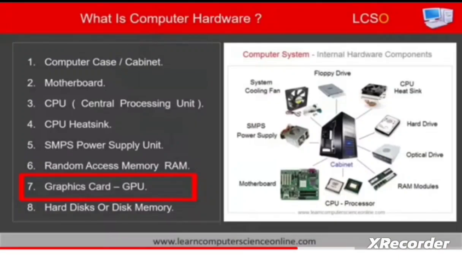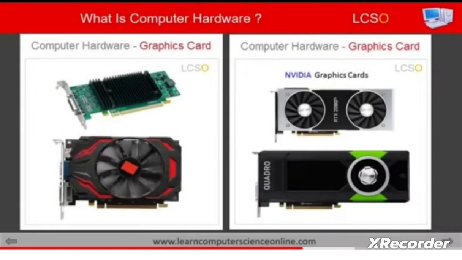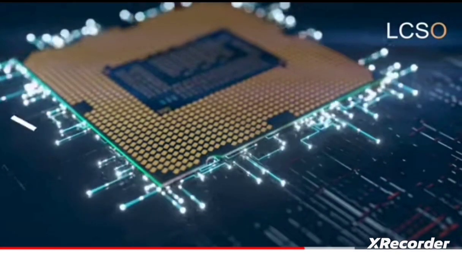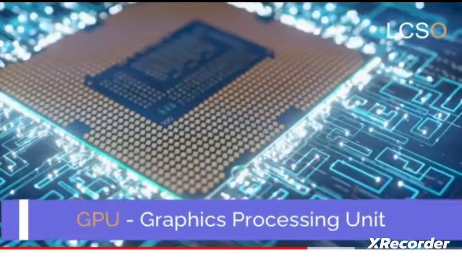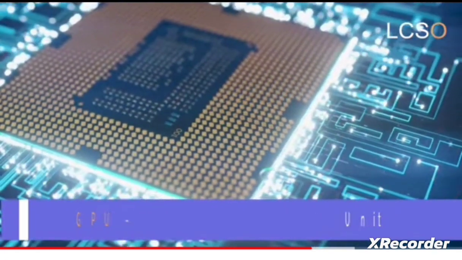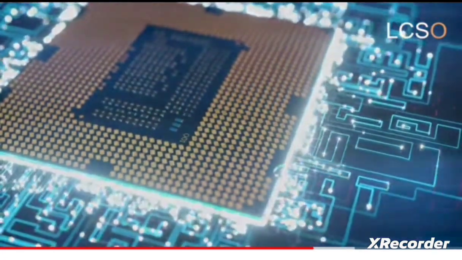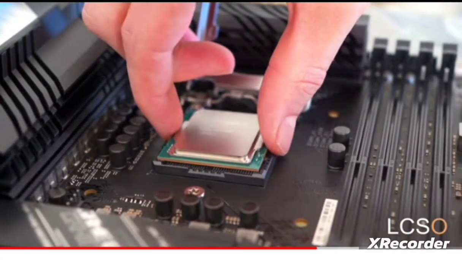The next important hardware component on our list is called a graphics card. The graphics card is equipped with a dedicated microprocessor, which provides adequate processing power to independently handle the graphics processing function. High-end computers are equipped with a separate graphics card with a dedicated processor called a graphics processing unit, GPU.